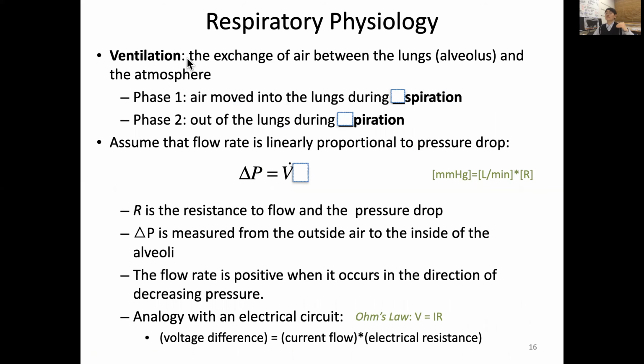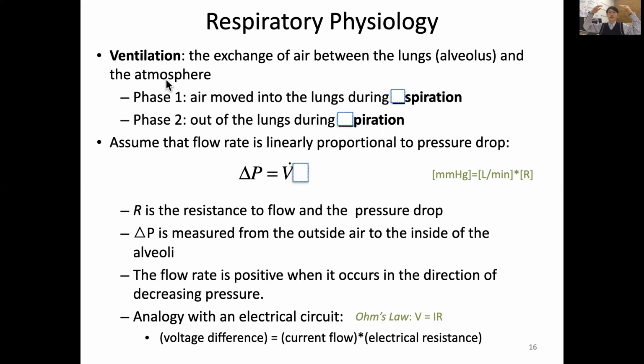So let's talk about ventilation. We're not talking about the ventilation of air by opening the window, but we are talking about a breathing and physiology point of view. So ventilation is the exchange of air between the lungs, or particularly alveolus, and the atmosphere. So there are two phases of ventilation.